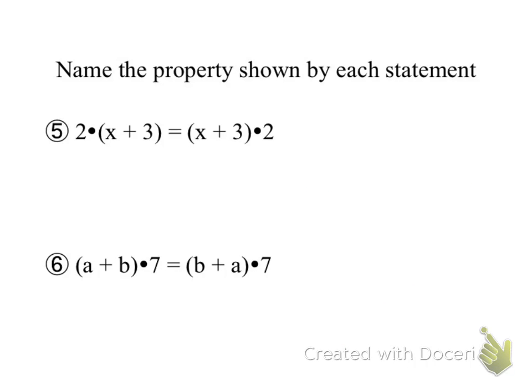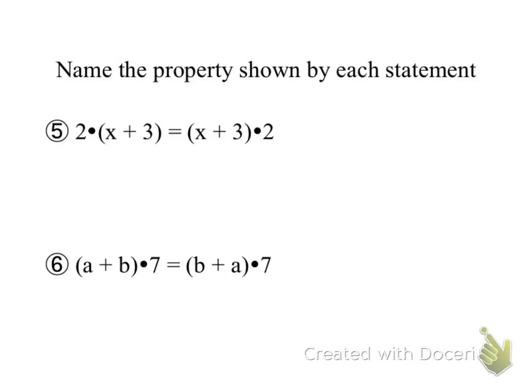All right, the last two examples of the day. In the first one, and this is where it becomes tricky, I see multiplication and addition on both sides. Remember I told you the most important part of naming the property is telling me what's happening and if it's addition or multiplication. I also see grouping symbols, so I might be thinking associative property. Let me look at the order. I have 2 times the quantity x plus 3 on the left-hand side, and on the right-hand side, I have x plus 3 times 2.